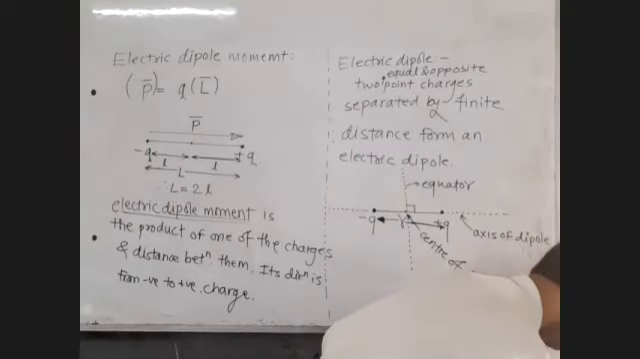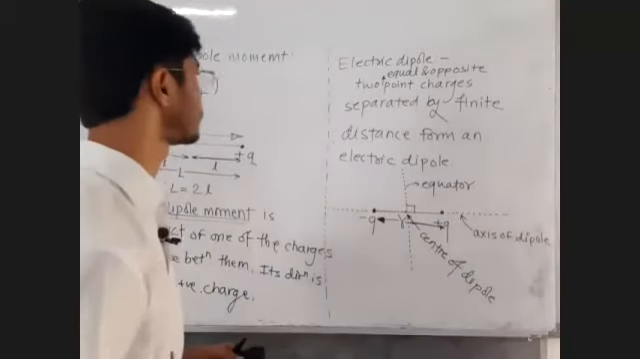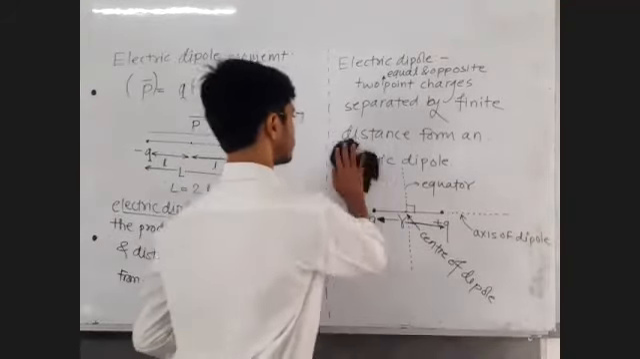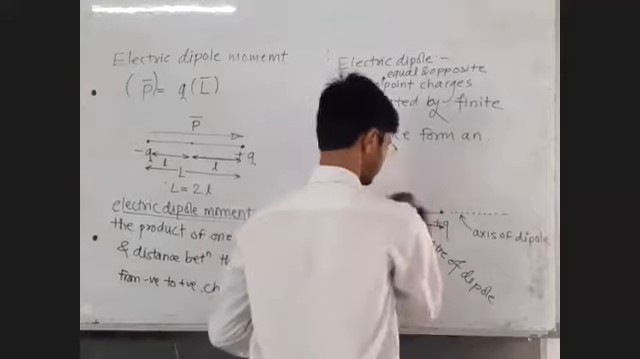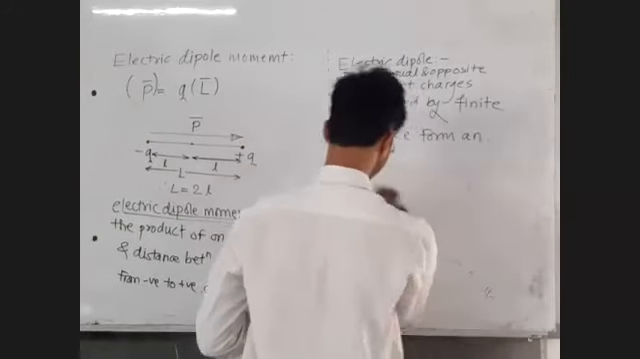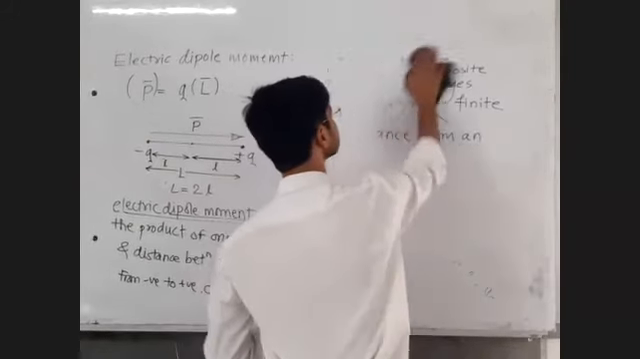All right, next. Now we will be finding the electric field at a point on the axis of the dipole. So write down the heading.